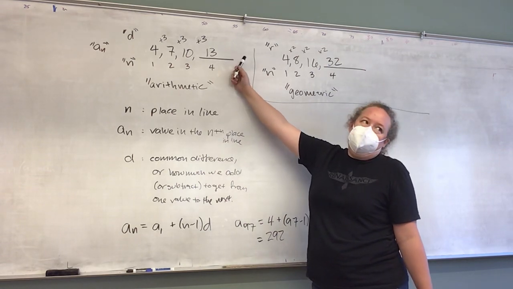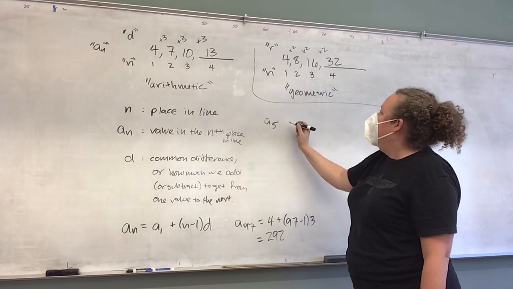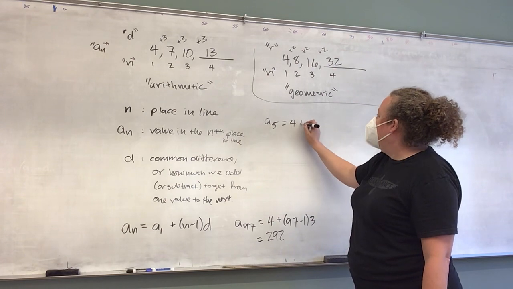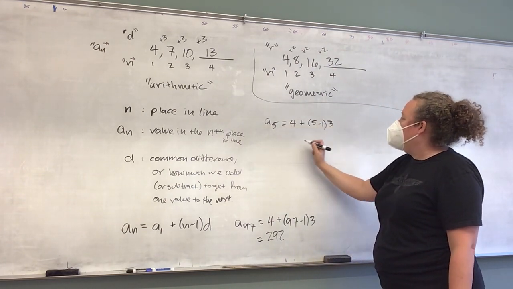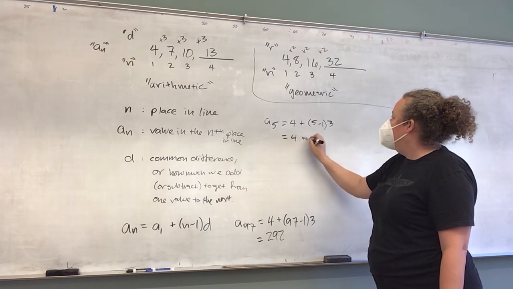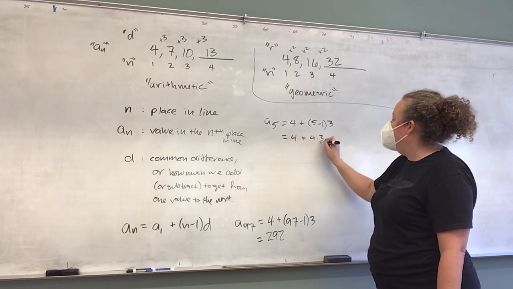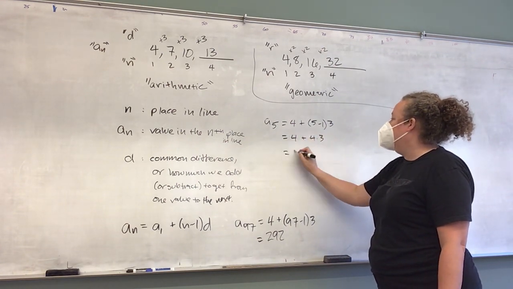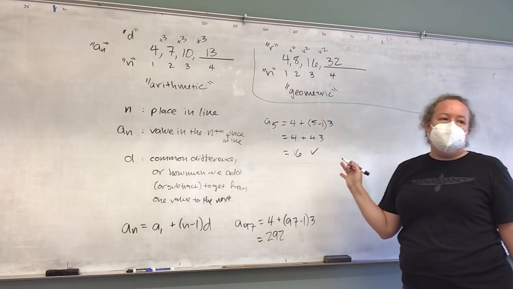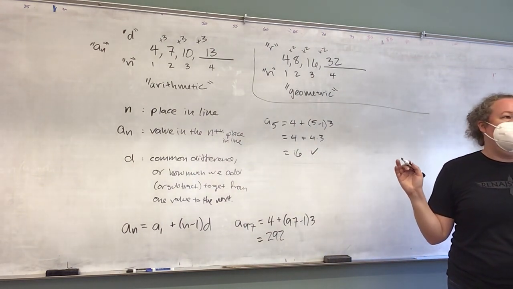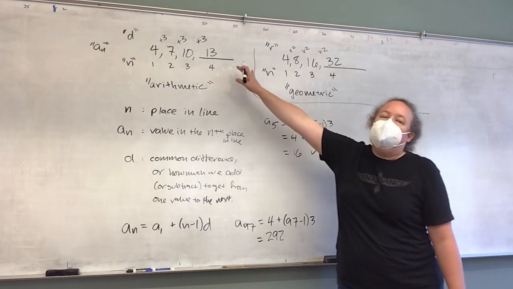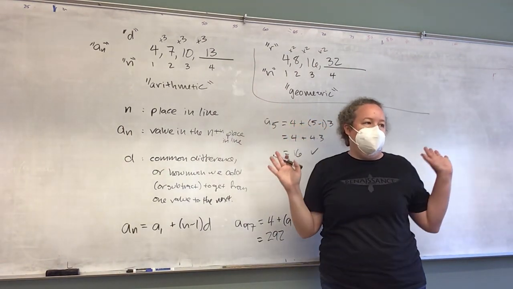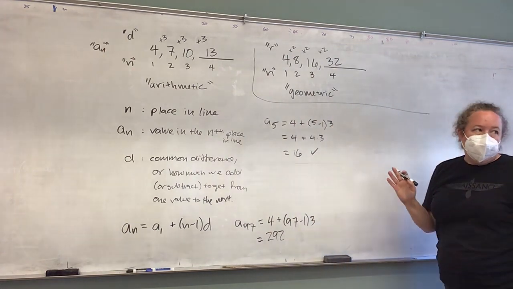We know we're just going to add 3 to this, it's going to be 16. So a sub 5 is going to be 4 plus 5 minus 1 times 3. This is 4 plus 4 times 3. This is 4 plus 12, which is 16. Check. We can see that it works. So if we want to double check that we've got the right rule, we can always just check it on a value that we already know to see if we have the correct rule.